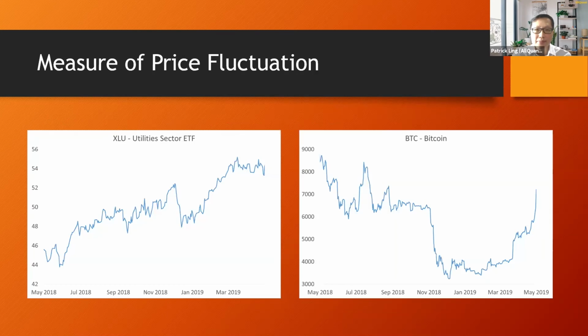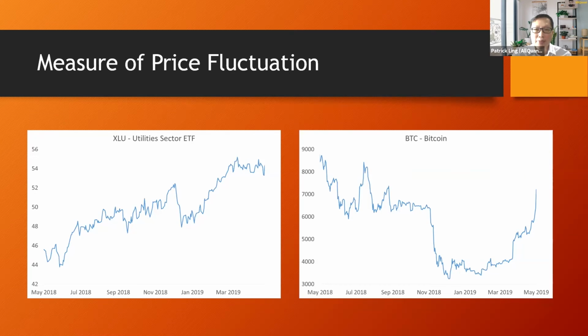So first, let's look at vol as a measure of price fluctuation. Nothing explains better than putting the price chart of two polar opposites next to each other. So on the left, we have the utility sector for the US market, which is among the most stable equity sector when it comes to price movement.